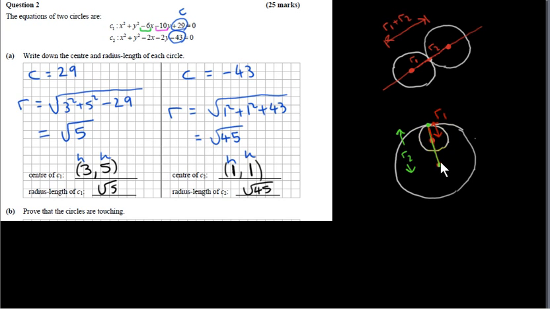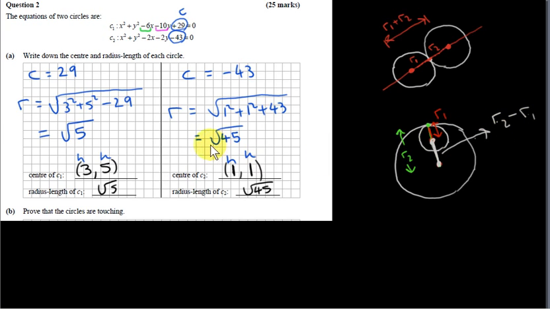So what's the distance between the centers? I'll just do it here like this. Well, the distance between the centers is the distance from here to here minus this radius. So it's R2 minus R1. So if the circles touch internally, the distance between the centers is the larger radius minus the smaller radius.